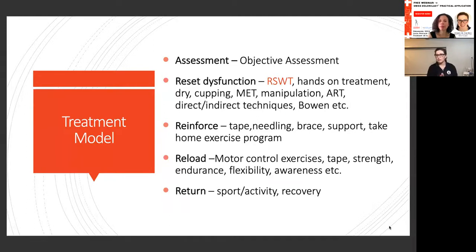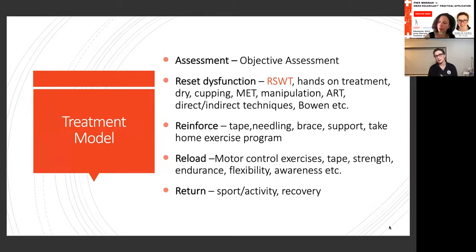Then we reinforce what we've done. We might use tape, some more needling, a brace or a support, or some exercises they have to do when they go home. So we're reinforcing what we've done with the shockwave to maximize the benefit of the treatment we've given them. Then we reload them. We give them more load, more stress, to make sure their body builds up a capacity to tolerate more stress. That makes sure they're conditioned and the pain doesn't actually return.